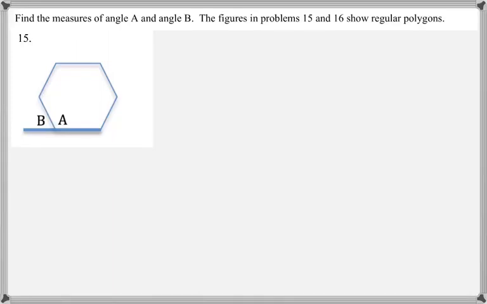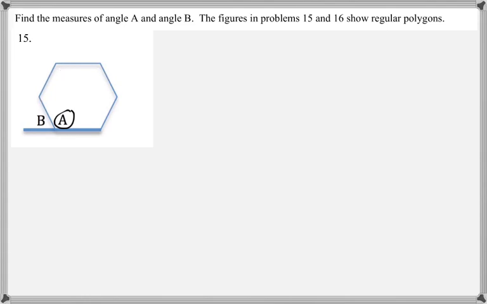The directions say find the measures of angle A and angle B, and the figures in problems 15 and 16 show regular polygons. And again, regular polygons are polygons whose angles are all equal and whose sides are all equal. So my first thing that I want to do is find out what angle A is. And I know that because it's regular, all of my angles have to be the same.